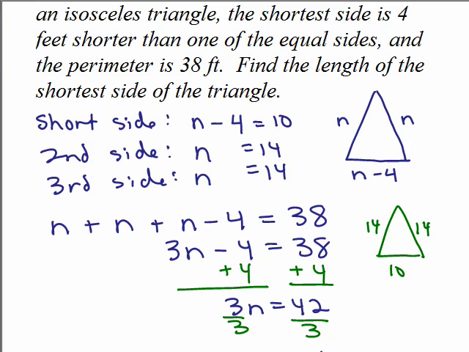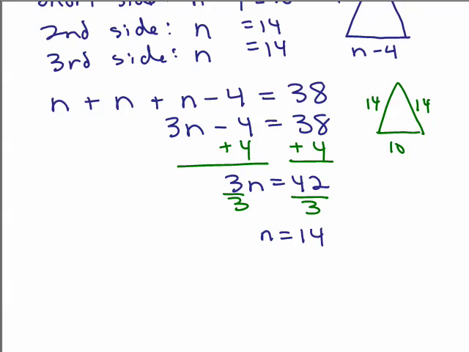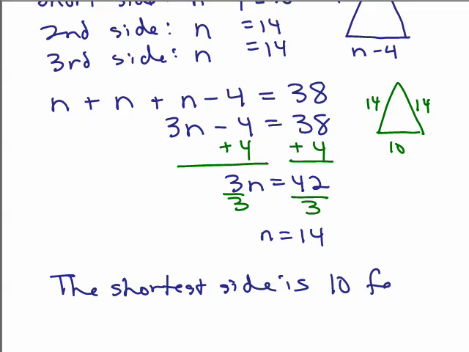So then find the length of the shortest side. Be careful. This time it didn't ask us for all 3 sides. So make sure you answer the question. The question is, the shortest side is, well, what's the shortest side? It wasn't n, correct? N did not stand for the shortest side. The shortest side, look at the picture, was 10. So the shortest side is 10 feet.